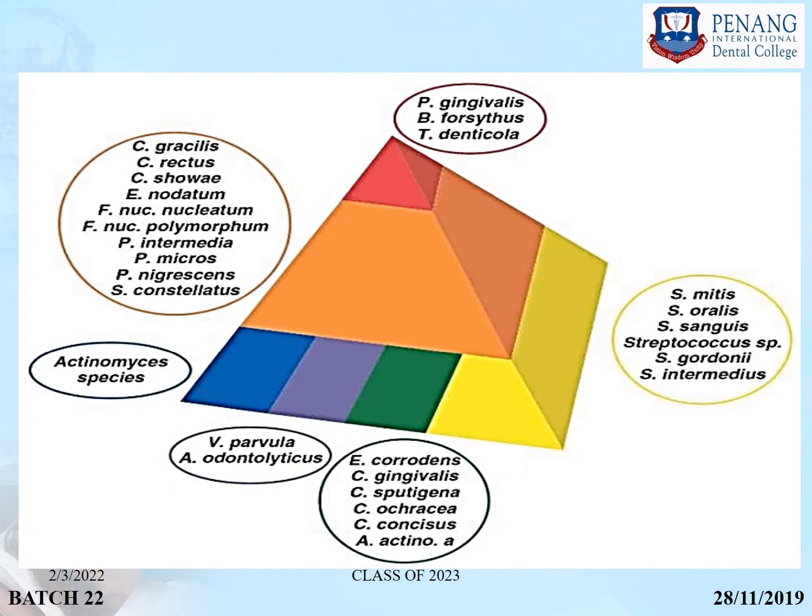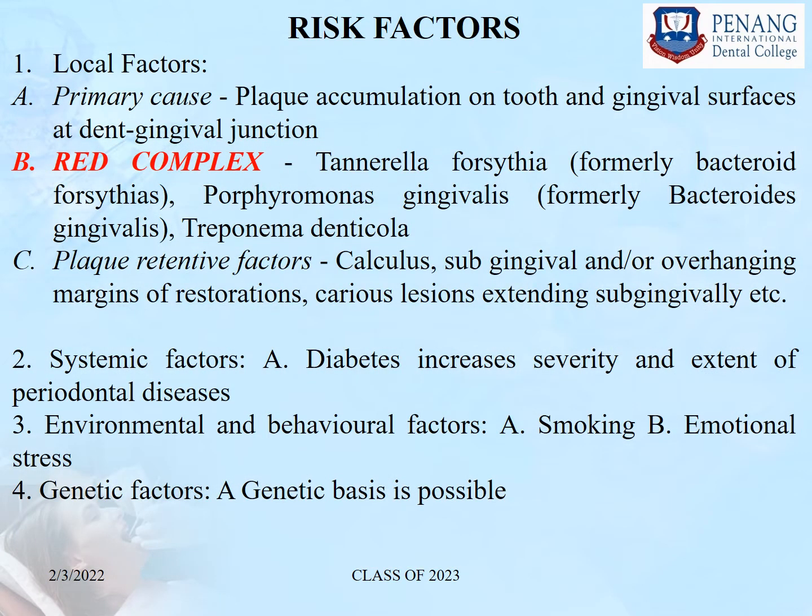These are the other microorganisms, and this pyramid shows that the microorganisms of low infectivity are present in the lower grade of the pyramid, and the microorganisms of the highest infectivity are present at the tip of the pyramid. That is Porphyromonas gingivalis, Tannerella forsythia, and Treponema denticola, collectively known as the red complex.